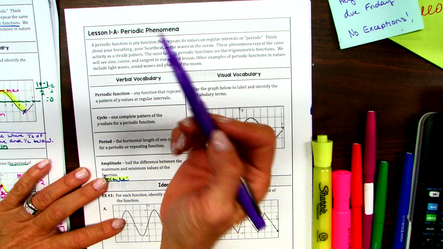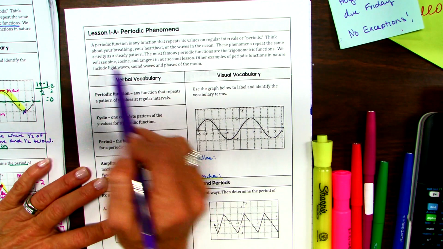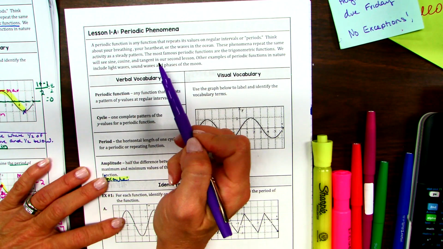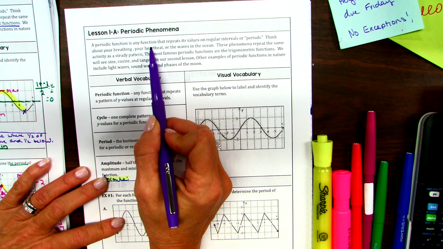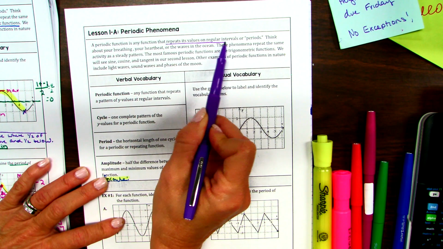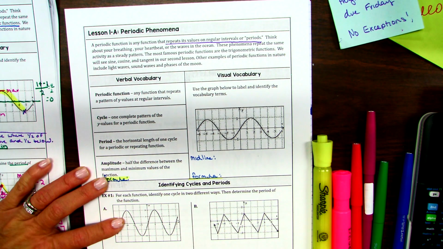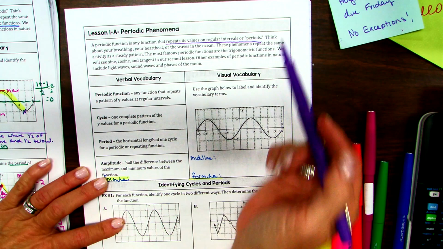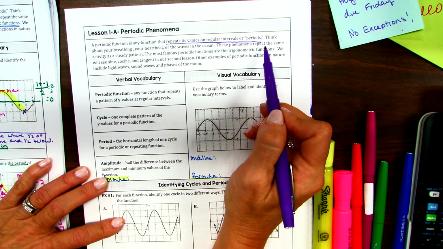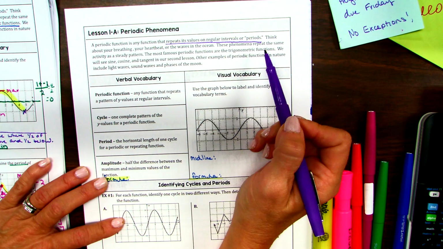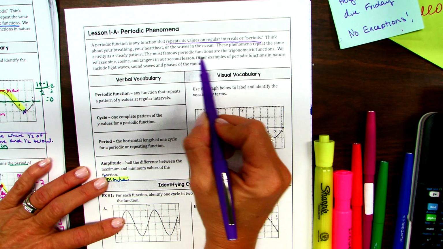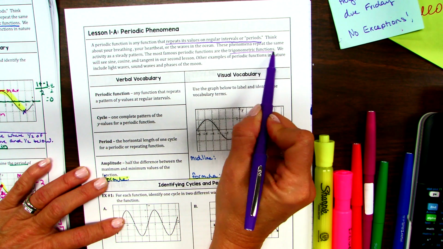All right. So if you watch the videos, you kind of got a rundown of what it says in this first paragraph. A periodic function is any function that repeats its values on regular intervals or periods, like your breathing, your heartbeat, waves in the ocean. They have that same pattern over and over again. This phenomena repeat the same activity at a steady pattern. The most famous periodic functions are the trigonometric. That's a mouthful.